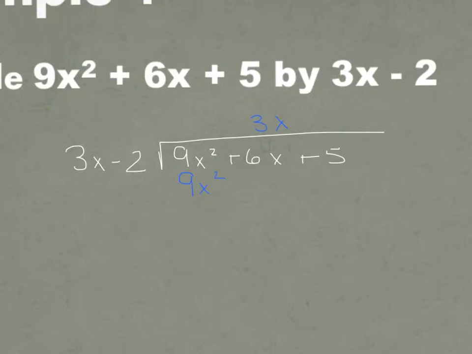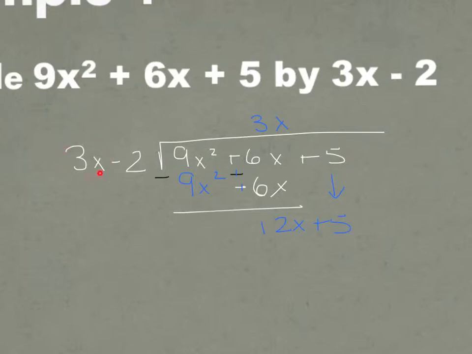Remember that you have to also distribute it to the second term and then line it up wherever it goes. So you have 3x times negative 2 is negative 6x. The next thing I want to do is take the differences. So that means that 9x squared minus 9x squared is 0. And then my next term, I have minus a negative becomes plus a positive, so that's 12x. Bring down your next term, and we're going to repeat the process over again.